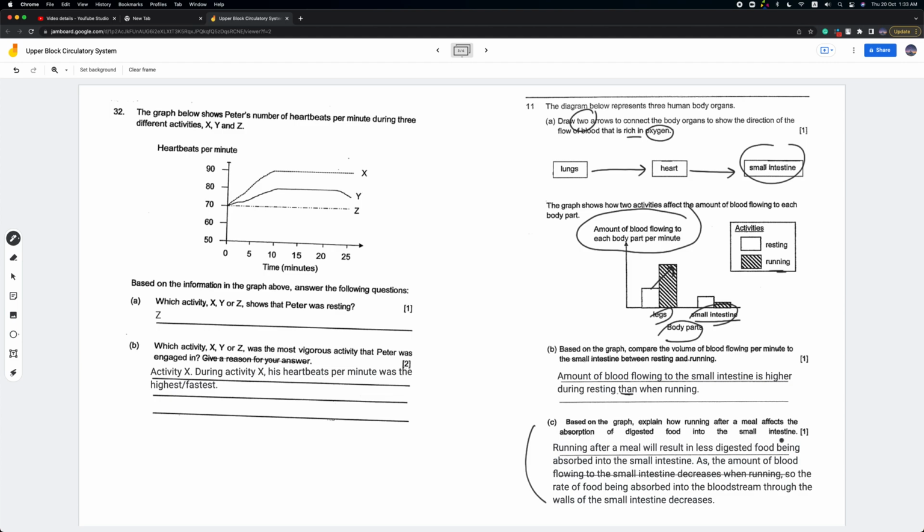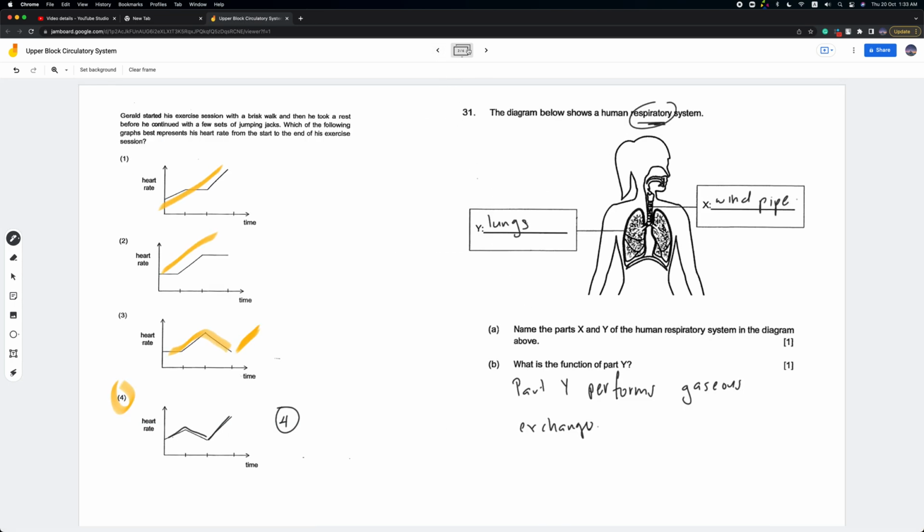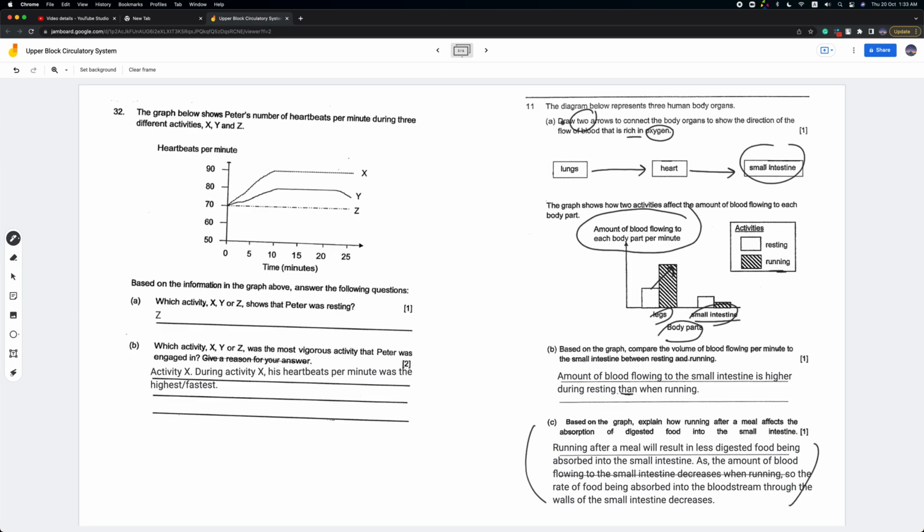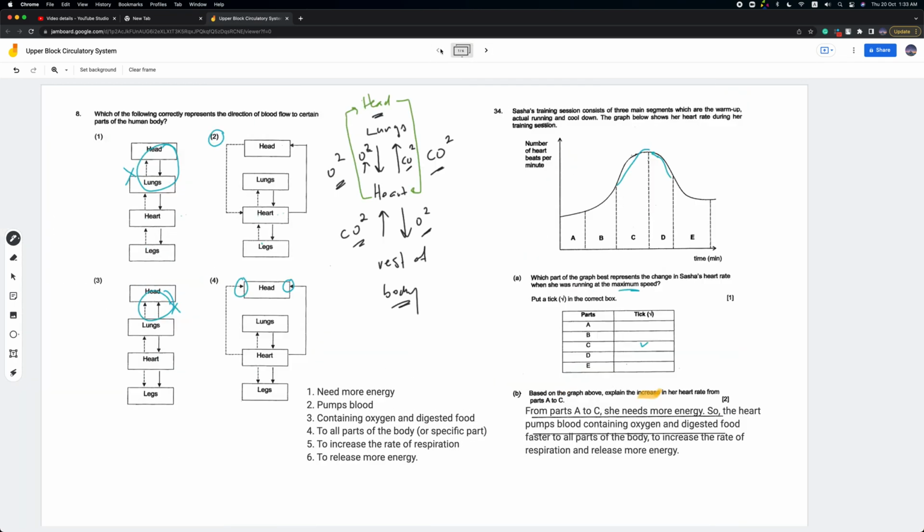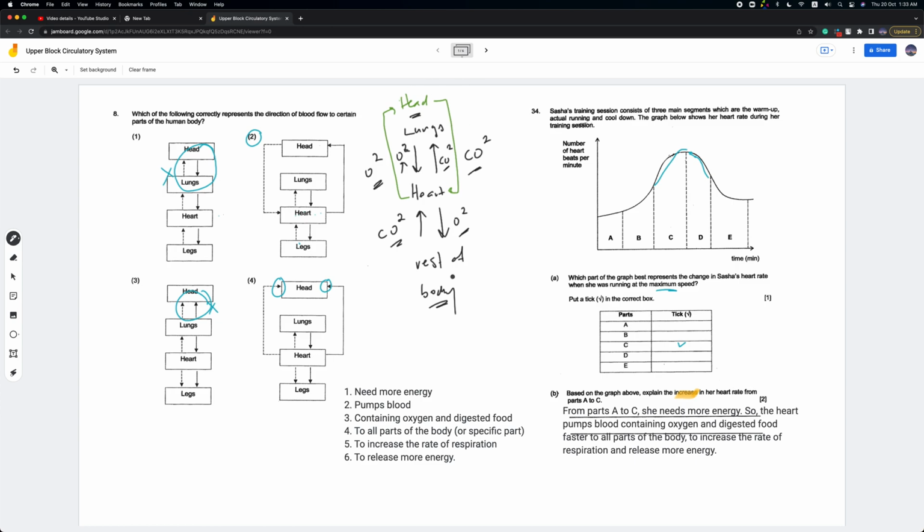So back to the key phrases. Here is one key phrase: amount of blood flowing decreases, rate of food being absorbed decreases. And then don't forget the blood flow, the blood rich in oxygen, and blood rich in carbon dioxide. This is also a key phrase here, so this is important.